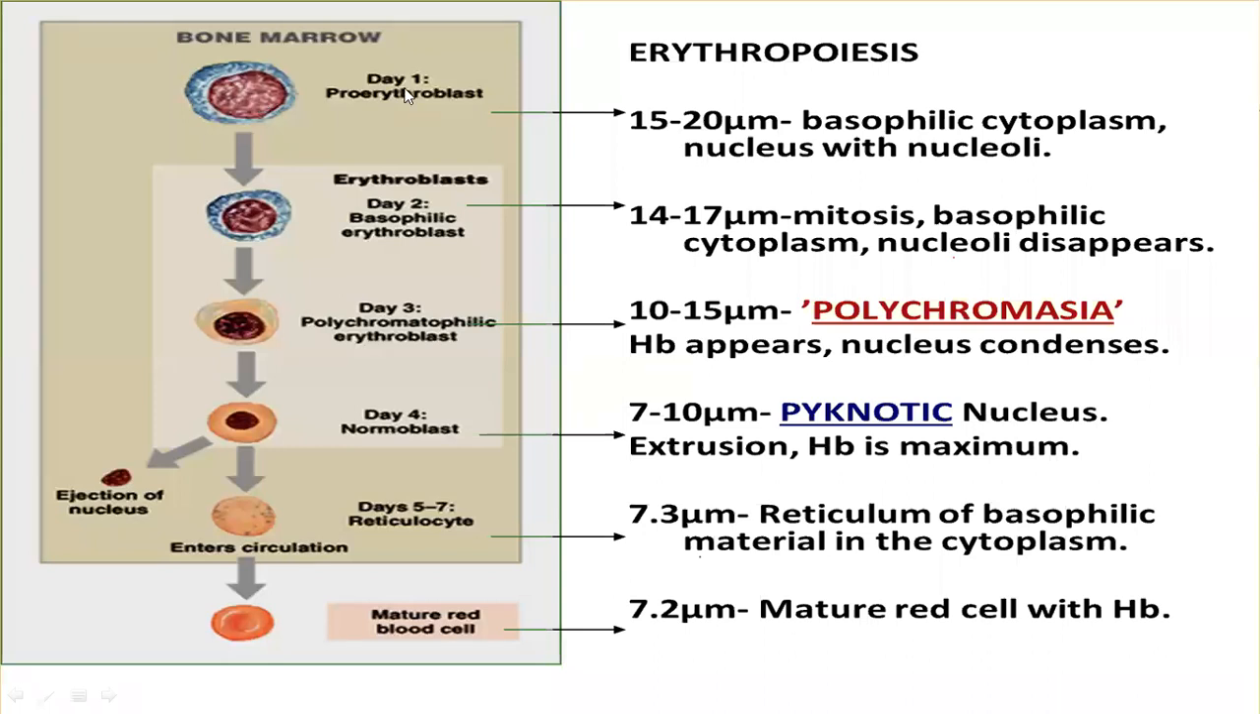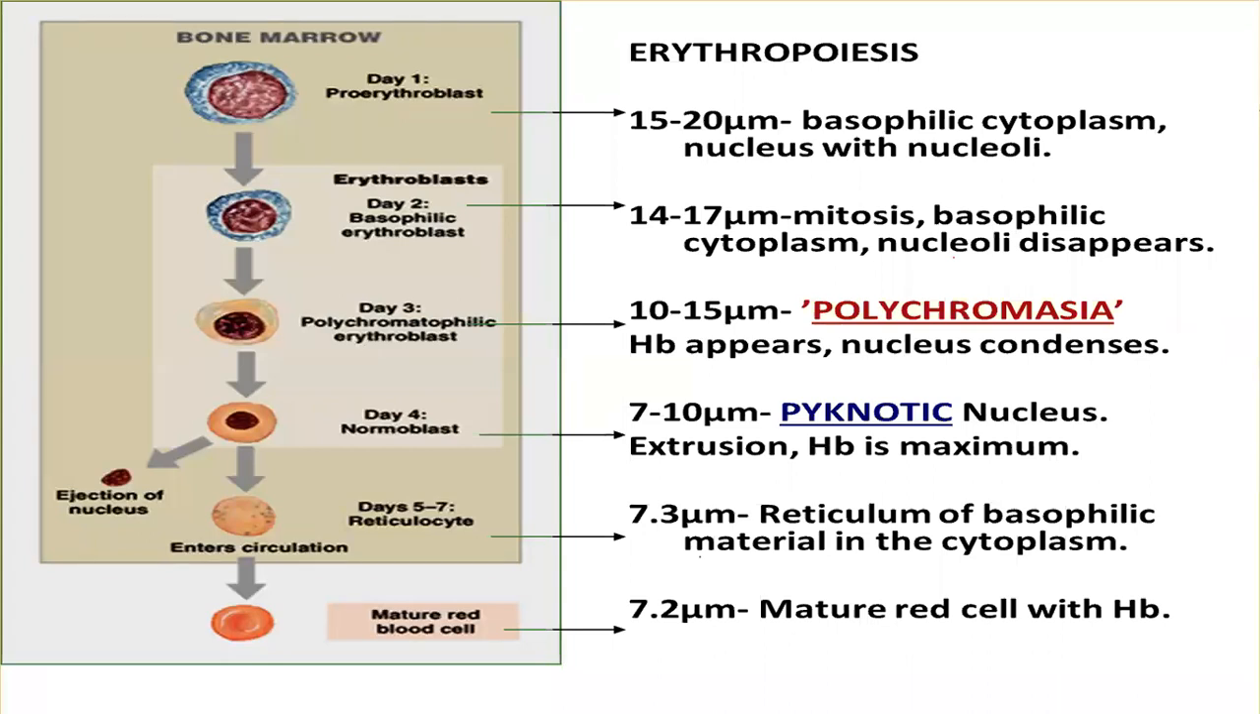Then after day one, in day two, they'll become erythroblasts. These erythroblasts now also have a basophilic cytoplasm. You can see it's blue here, but in terms of size, it's between 14 to 17 micrometers in diameter. So these cells are mitotic cells. So they are able to proliferate into other erythroblasts so that you have so many red blood cells developing from one pro-erythroblast. So one pro-erythroblast will differentiate into erythroblasts, and these erythroblasts will undergo mitosis so that you have a colony of cells that are developing.